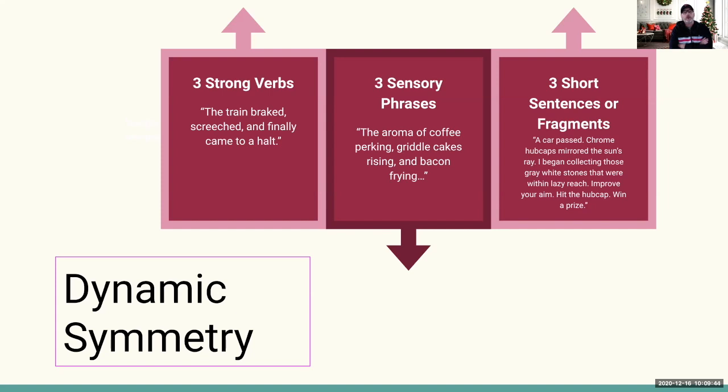So you've got 3 verbs there: braked, screeched, and came. Those are the 3 verbs that you have in order to indicate a transition of some kind. Now the train is stopping, so 3 strong verbs would be 1. And then you have 3 sensory phrases: the aroma of coffee perking, griddle cakes rising, and bacon frying. You'll see 3, it just moves you through time.